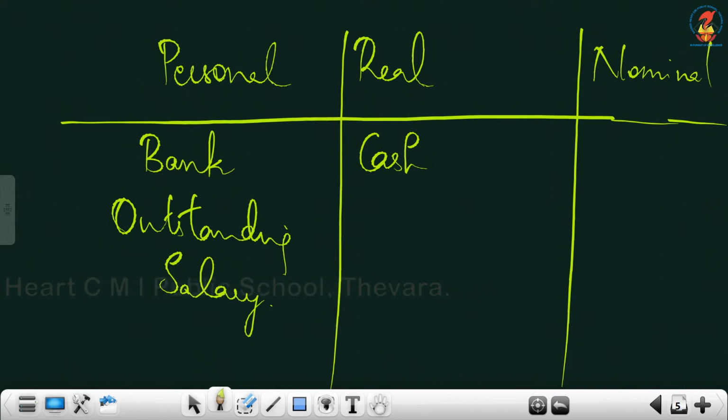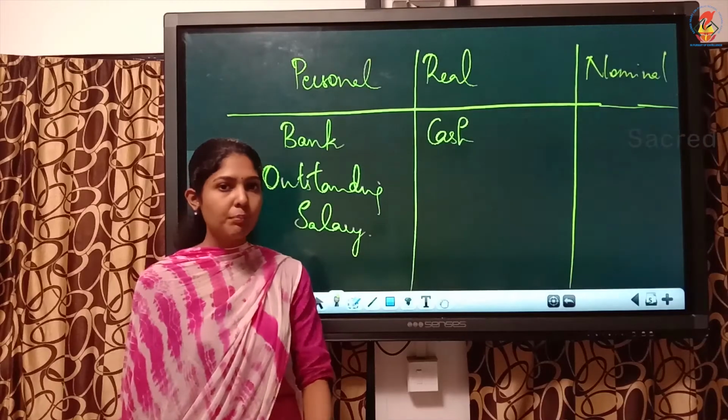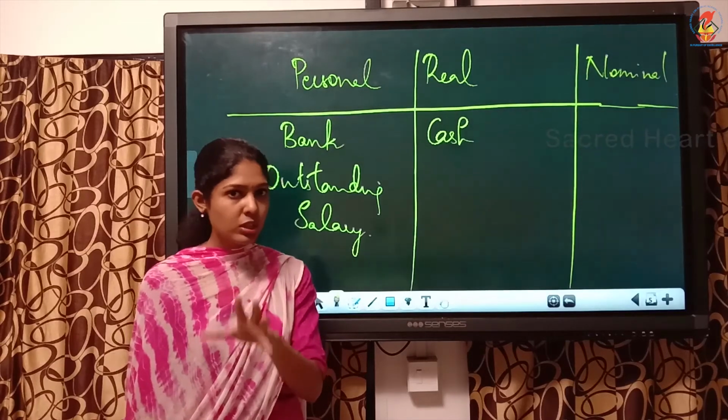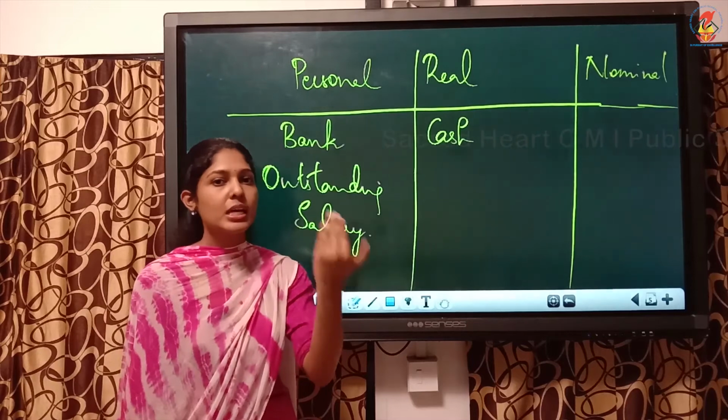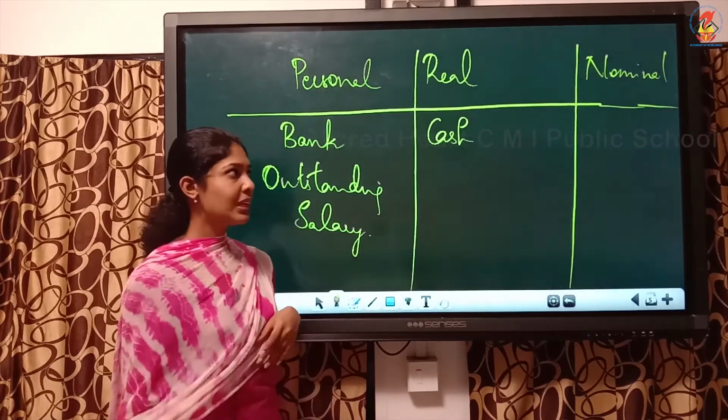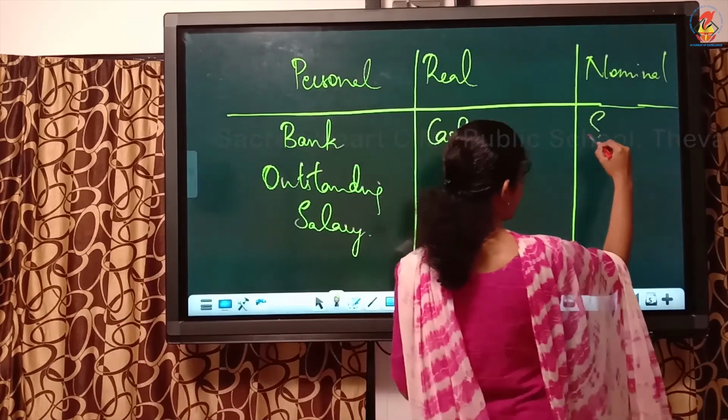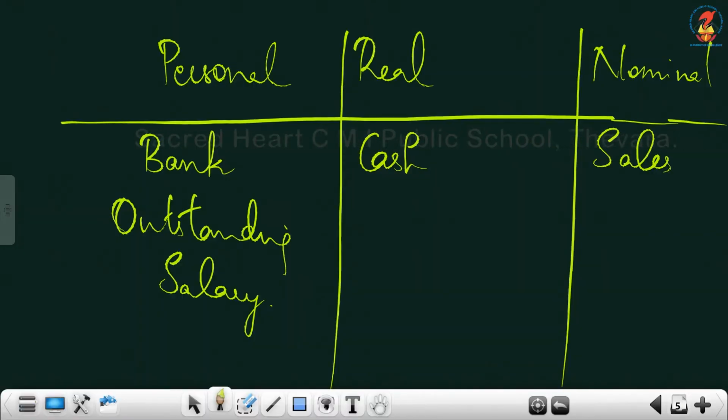Understood? Then fourth one, sales. Sales means selling an item, in return you are getting some amount. So sales, the basic nature is income. Understood? Sales means it is an income. You are getting some income or revenue. Income or revenue, both are used interchangeably. So sales, the basic nature is income. And incomes relate to which head? Income relates to nominal. Clear?